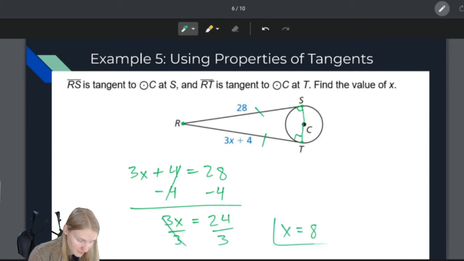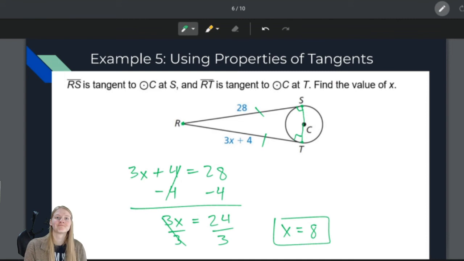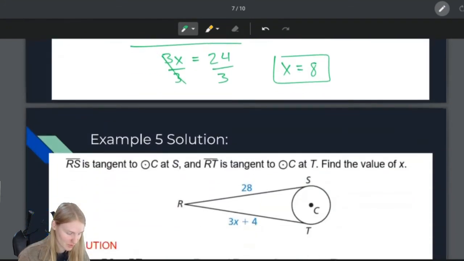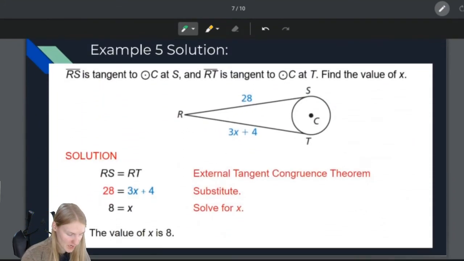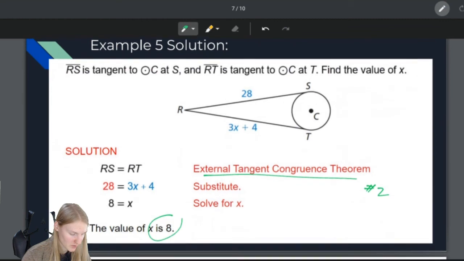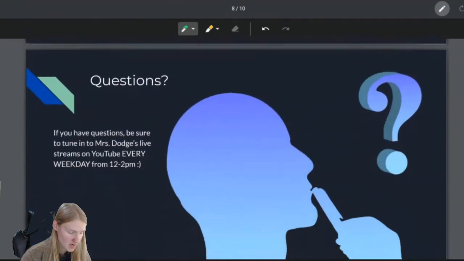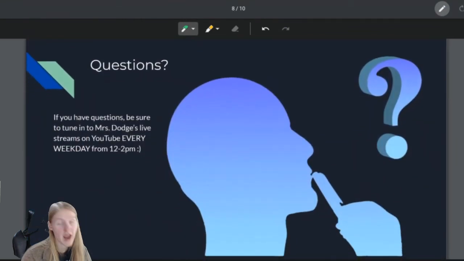And there you have it. We found the value of x. Not too bad, is it? Not too bad. Alright, let's check and make sure that we were right. Yup, external tangent congruence theorem. That was our theorem number 2 from today. And we also got 8 for x. So yay. Awesome. That is all I have for you today.